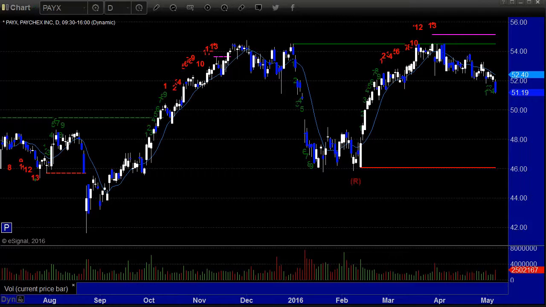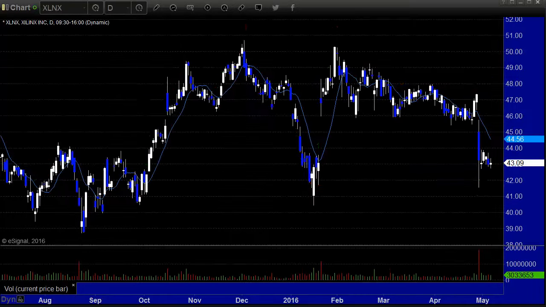Paychex, 13 sell signal. Once again, right at the high print, rolling over here. Still hasn't gotten down to the ultimate target. So there's still a risk line in place, but it's obviously working and in the money. And you're managing that trade properly.